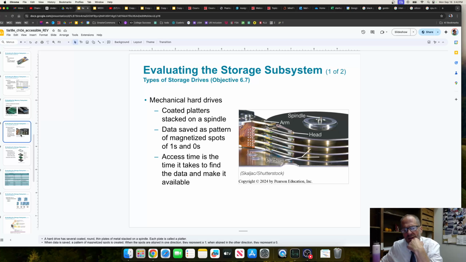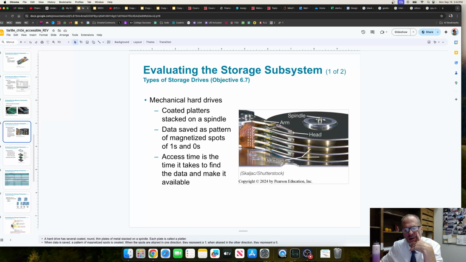Here's what a hard disk drive looks like. It has platters, and then it has these little read-write heads right here, and they'll read and write to both the top and bottom of each of these platters. This is where positive and negative charges will be stored to represent those on-off, 0-1 states. And that's how they work.